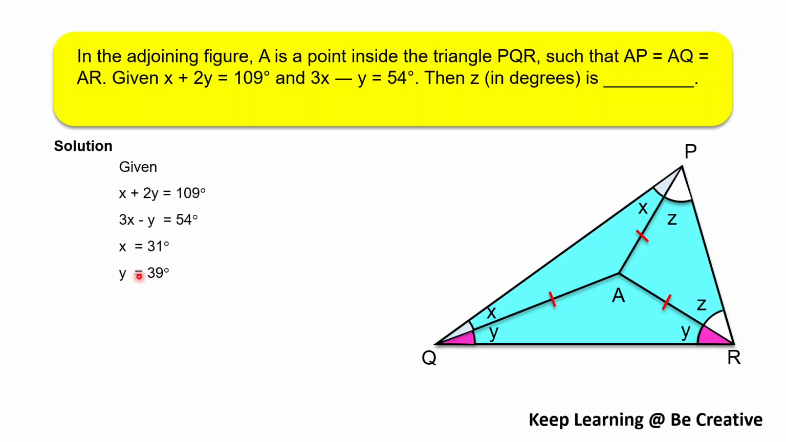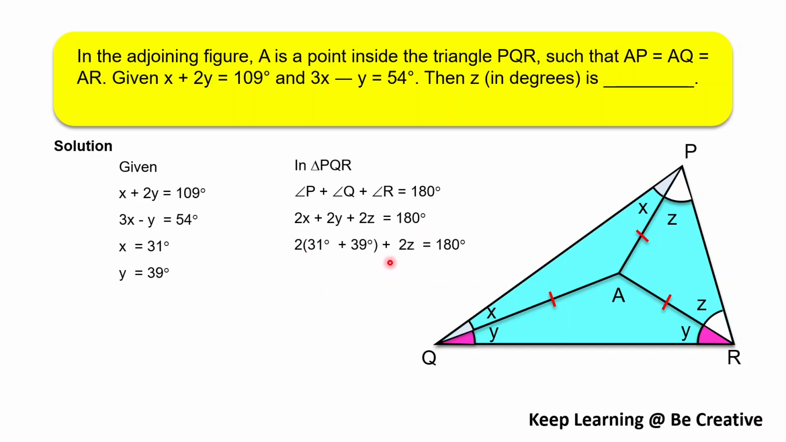Now, since we have the value of angles x and y, we have lots of angles in this triangle. The remaining angle is only the angle z. So we will apply the angle sum property in this triangle, that is angle P + Q + R = 180 degrees. On substituting the values in terms of x, y and z and then putting the values of x and y, we will get the value of z very easily. That comes out to be 20 degrees. That's the answer for this question.